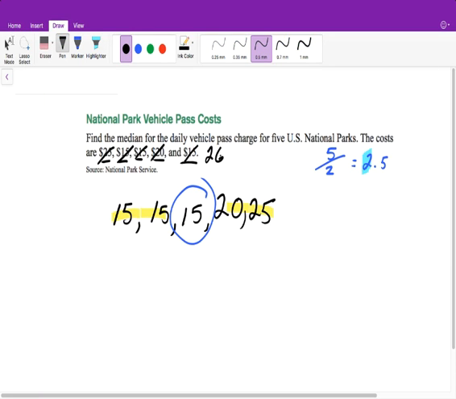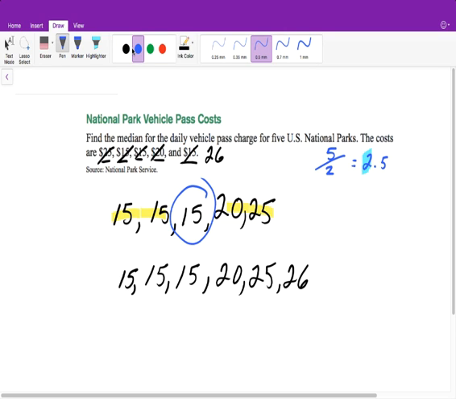All right, now what would happen if we added one more piece of information to this, and let's just say 26. So if we had 15, 15, 15, 20, 25, and 26, well, now we have an even number of information. So if we take our total number, 6, and divide it by 2, that gives us 3. That means that we need to count 3 from each end. So 1, 2, 3, and then 1, 2, 3.